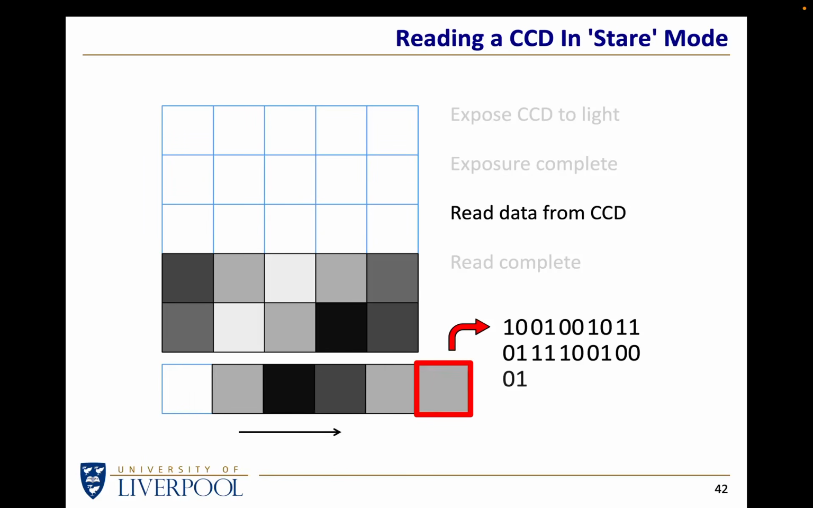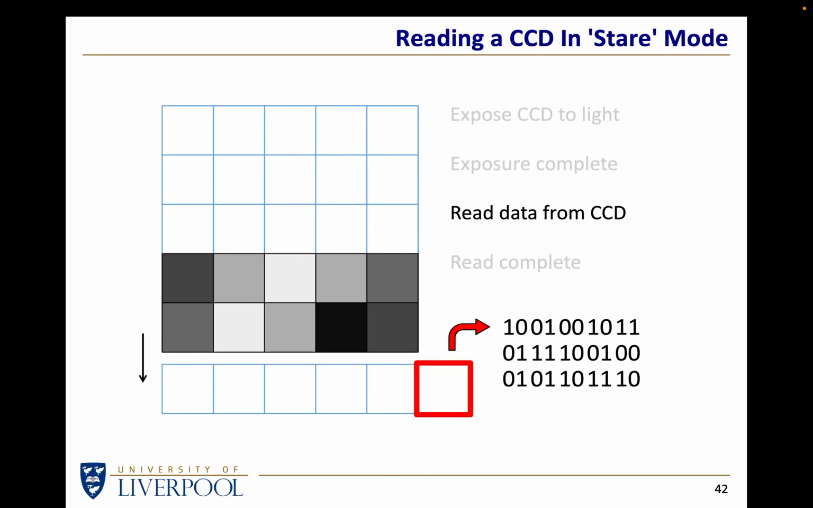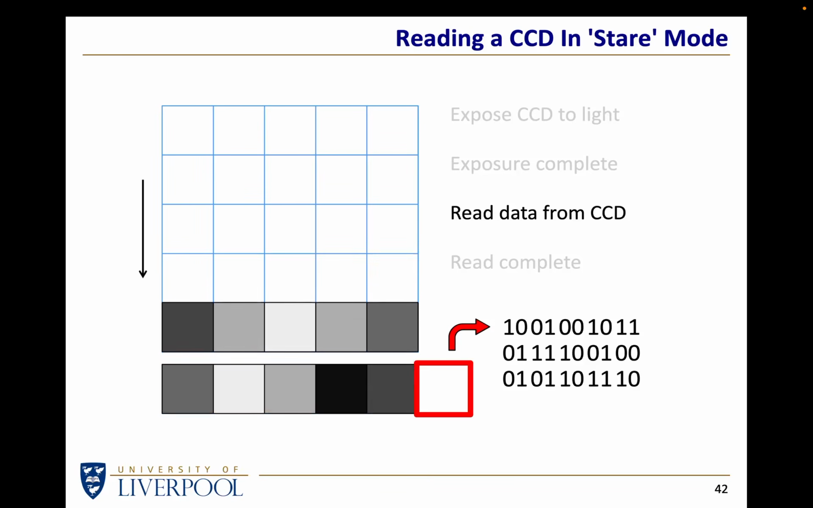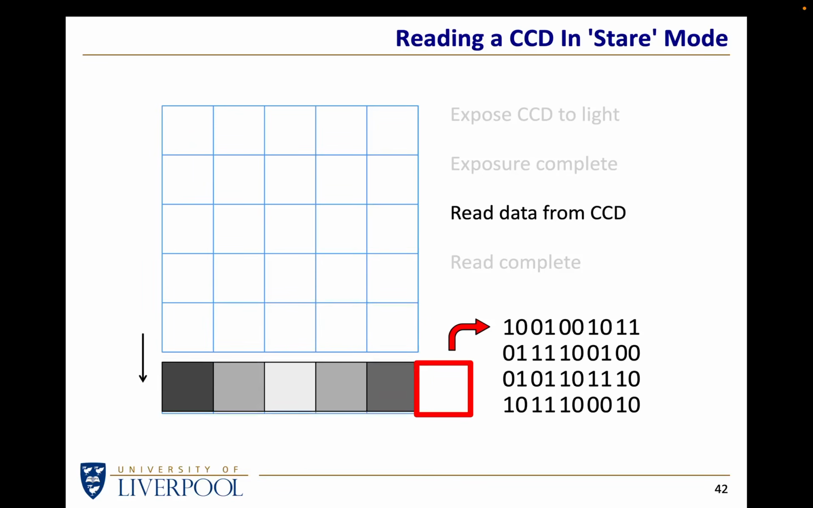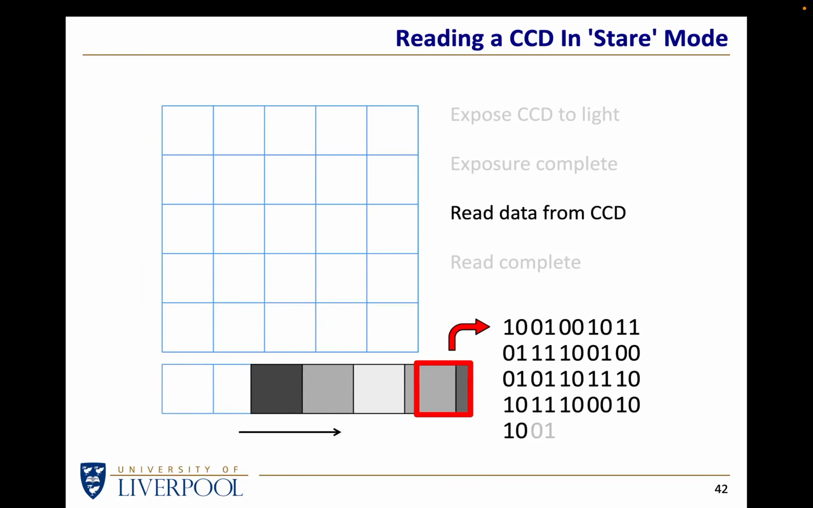It might take a millisecond or so to move all the charge from one row of the CCD to the next, because remember, we're usually dealing with millions of pixels. It might take a millisecond to shuffle down, but then it takes something like a microsecond to read one pixel, and then the next, and then the next.